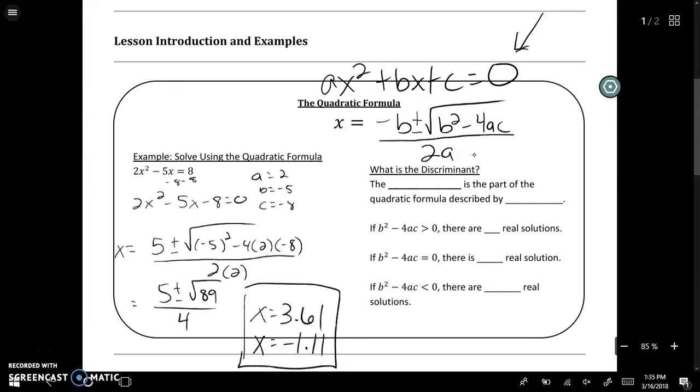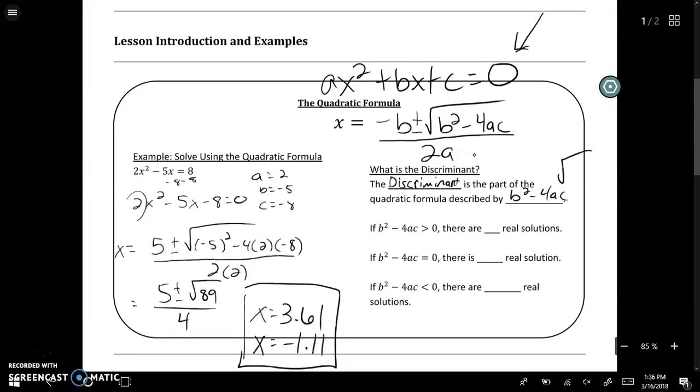You could have done it by completing the square, but the only problem with that now is we've got a 2x squared. That's going to be really tough to do by completing the square. One part of it now is called the discriminant. It's literally written right above it. The discriminant is the part of the quadratic formula described by b squared minus 4ac. It's the stuff under the radical.